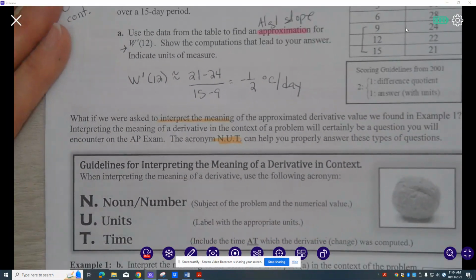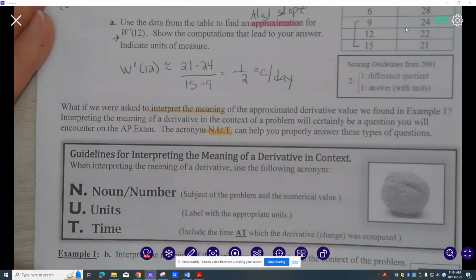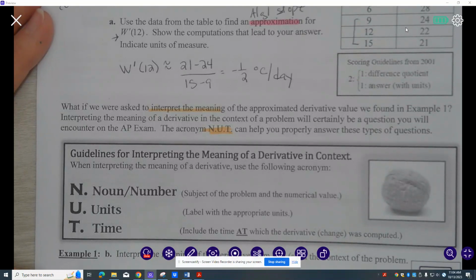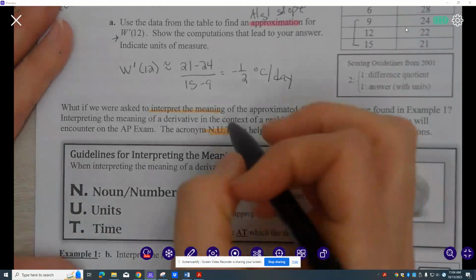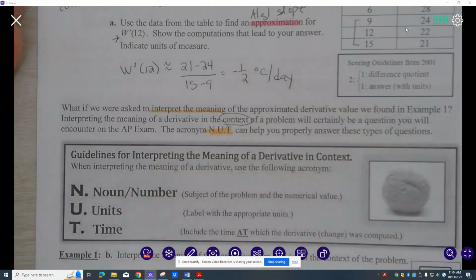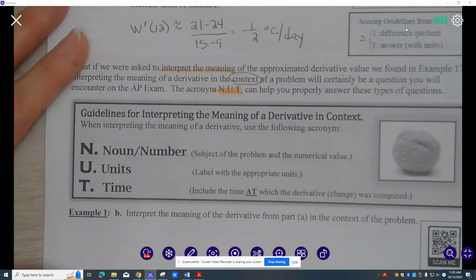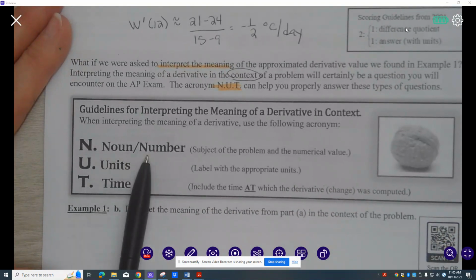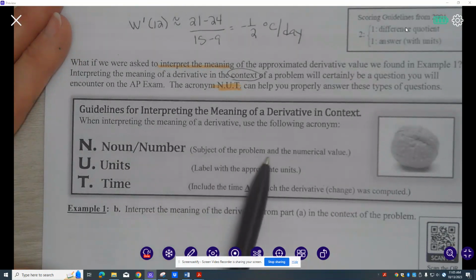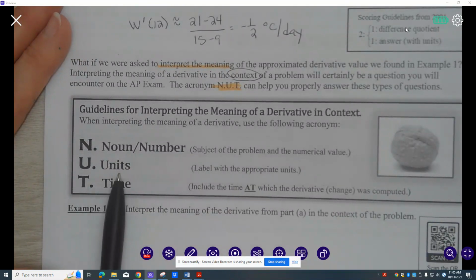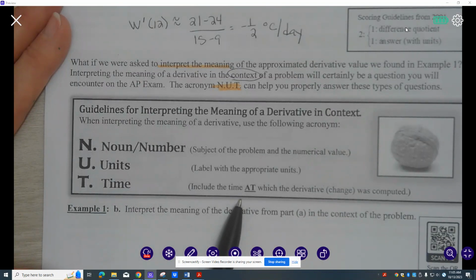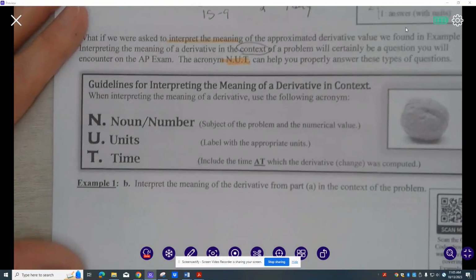So what if we're asked to interpret the meaning of the approximated derivative we found in example 1. Interpreting the meaning of a derivative in context of the problem means you have to use the words from the problem. So this NUT acronym will help you. When you're interpreting, you want to make sure you include a noun, whatever the problem is talking about, units, and a time at which the derivative or change was computed.